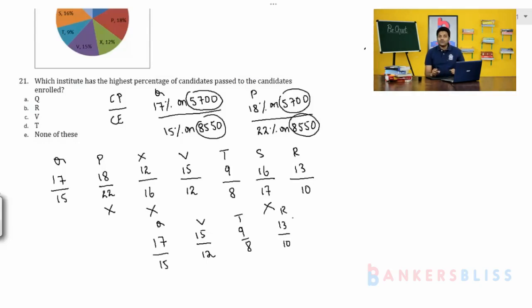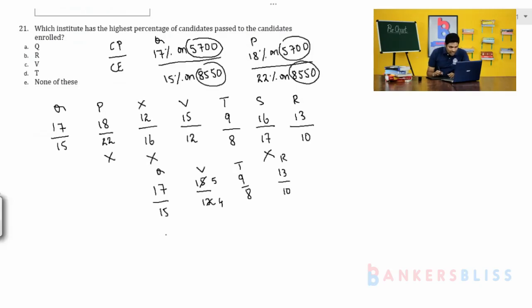Among these 4, you have to identify which is the highest one. So, see here 17 by 15, can you simplify further? No, because 17 is a prime number. 15 and 12, yes, 3 5s are 15, 3 4s are 12. Next, 9 and 8, we cannot further simplify. Next, 13 and 10, no, we cannot further simplify. Now, you start to compare. See here, 17 by 15, next 5 by 4, next 9 by 8, next 13 by 10.